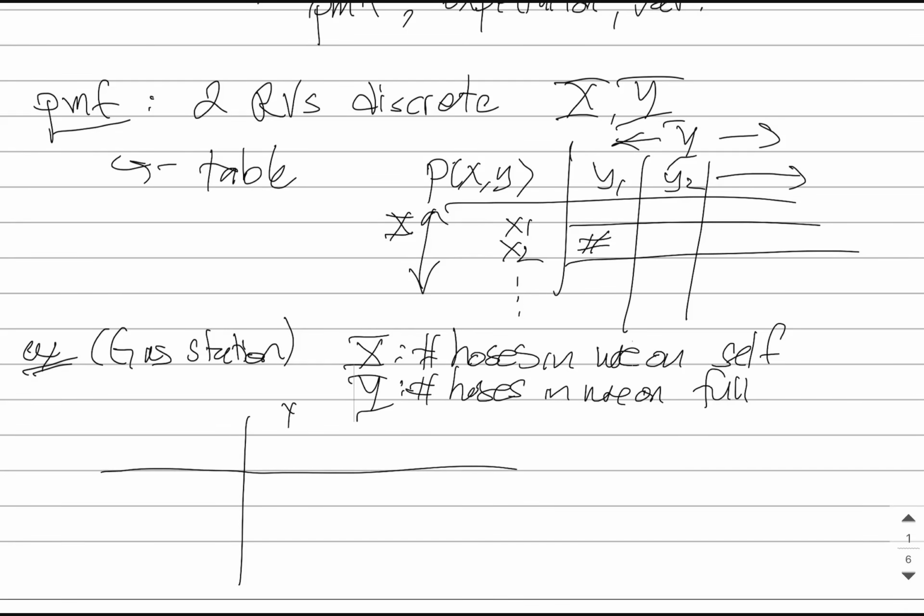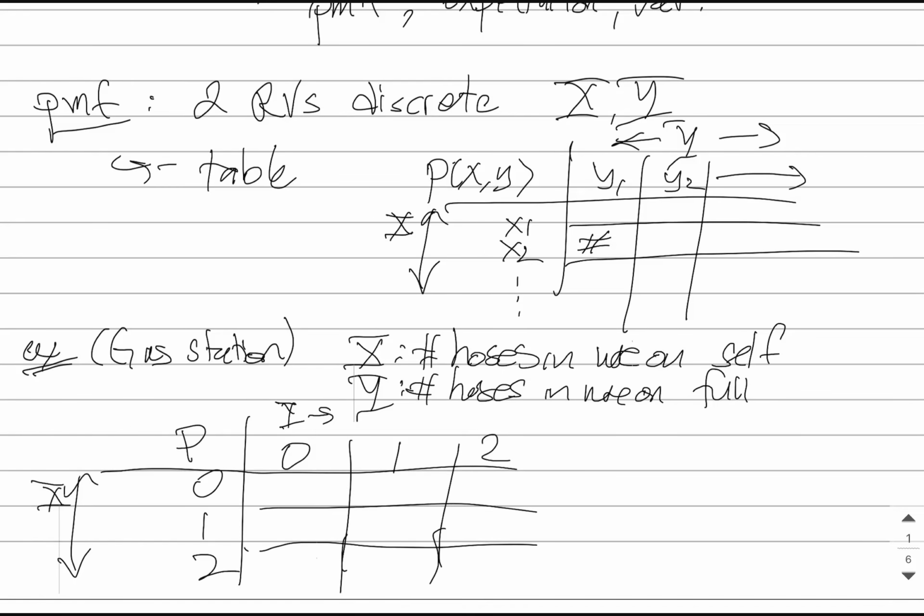So this mass function, as advertised, does end up being a table. The y values are going to be listed horizontally. There could either be 0, 1, or 2 hoses in use, and the x values are listed vertically. Same thing, 0, 1, 2. This table has 9 entries, and each value refers to a certain situation.